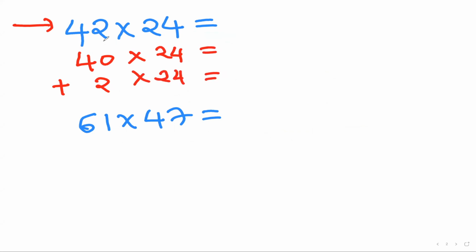Now I will neglect the 0. So 24 times 4, which is 96, and then there's a 0 at the end, so that gives me 960. And 24 times 2 is going to be 48.